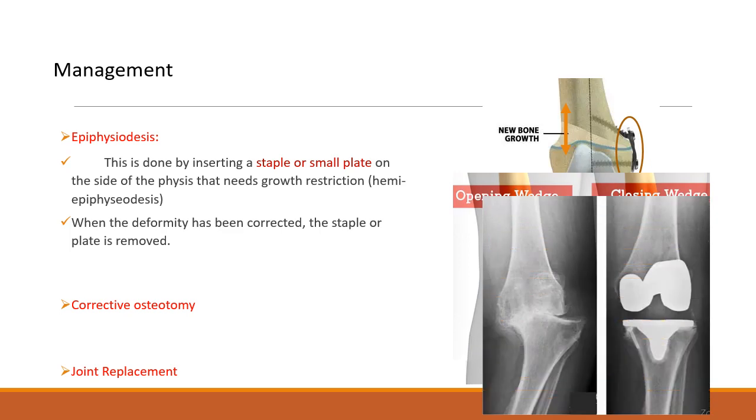In the elderly, if the varus deformity is due to degenerative or traumatic changes, a severe osteoarthritis, this can be corrected by a joint replacement.